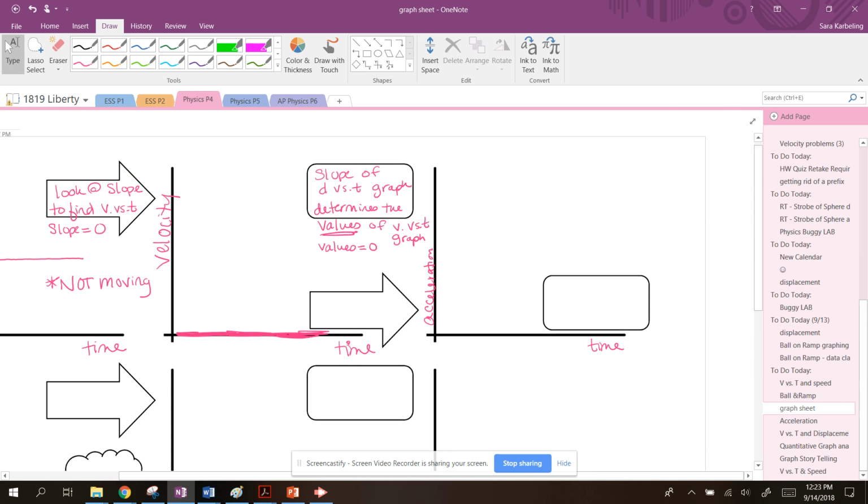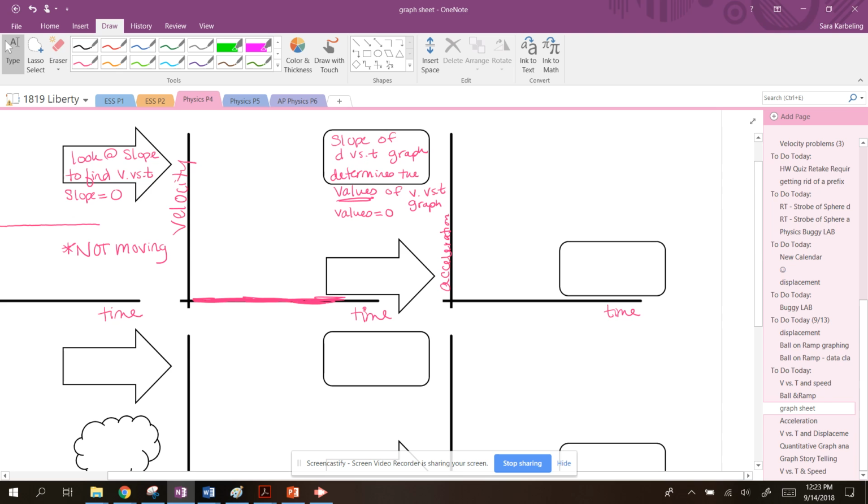There's some really nice symmetry going on here, friends. D versus t to v versus t: we're going to look at the slope to find v. Going from v to a, we're going to look at the slope to find a. Are you with me there? Boom. It's easy. So we're going to look at the slope of the v versus t graph to find a versus t. Hey, what's the slope of this? 0. Not very exciting, right?